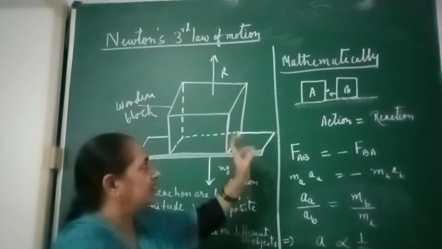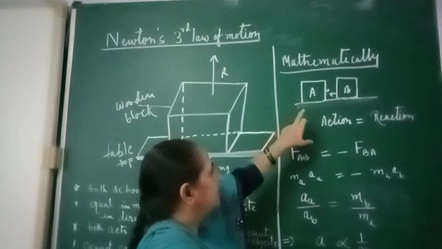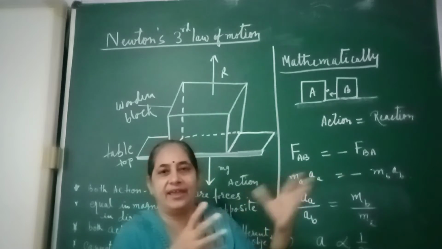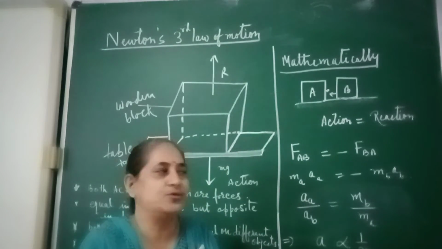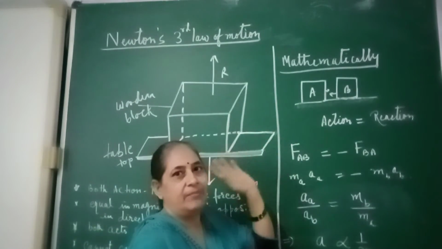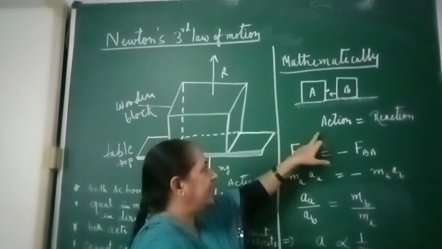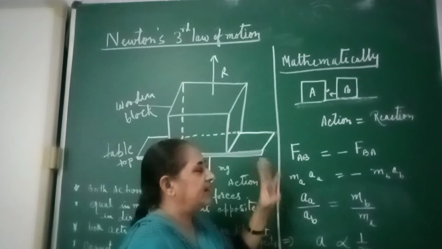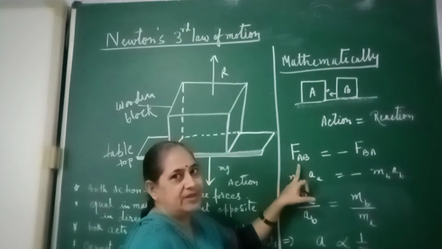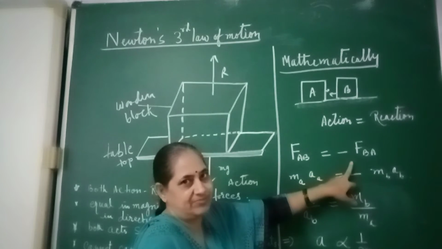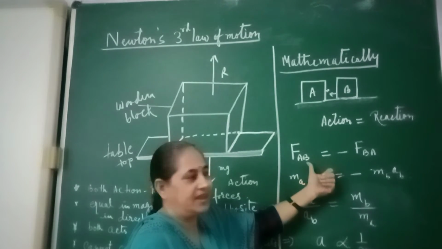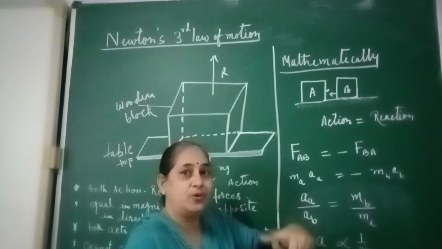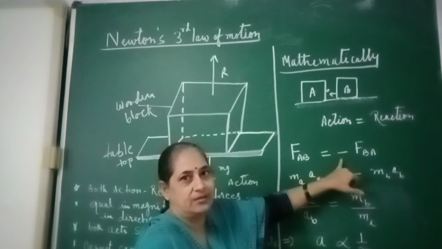Here you see mathematically, let us say two objects A and B are exerting force on each other, they are colliding. A exerts force on B, B exerts force on A. So action by A, reaction on B. Action is equal to reaction because both forces are equal, but they are opposite in direction. That is why we have written here F_AB equals minus F_BA. That means the force exerted by A equals the force exerted by B, equal in magnitude and opposite in direction, so with a negative sign.